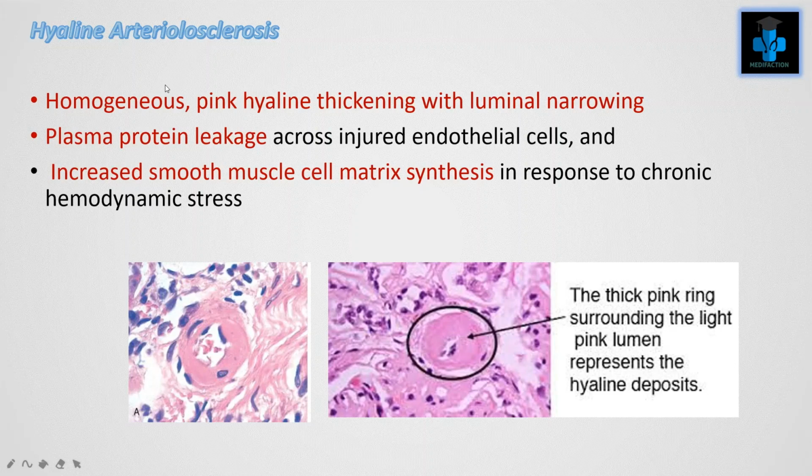These are homogeneous pink hyaline thickening with lumen narrowing, plasma protein leakage across injured endothelial cells, and increased smooth muscle cell matrix synthesis in response to chronic hemodynamic stress. Here you can perfectly appreciate the thick pink ring surrounding the light pink lumen, which represents the hyaline deposits.